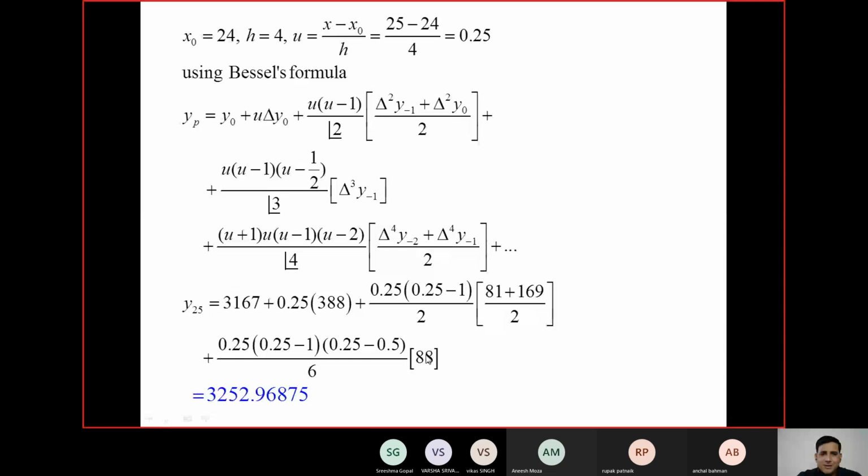Here, which one is this, 88? You got just one. Which one is that? Here you have delta cube y minus 1. Now here only minus 1 came.